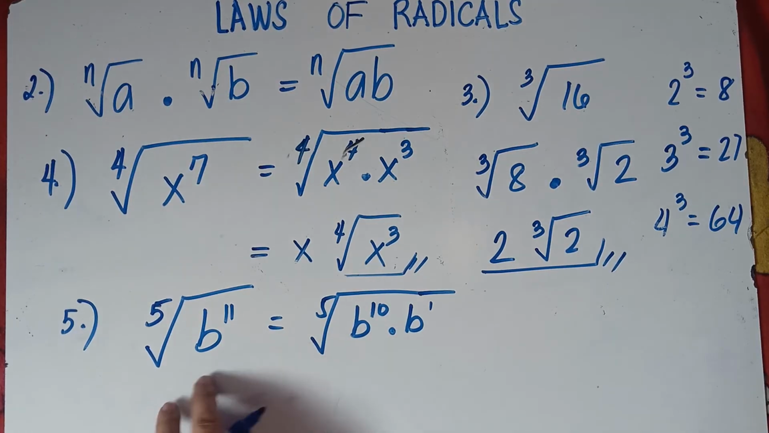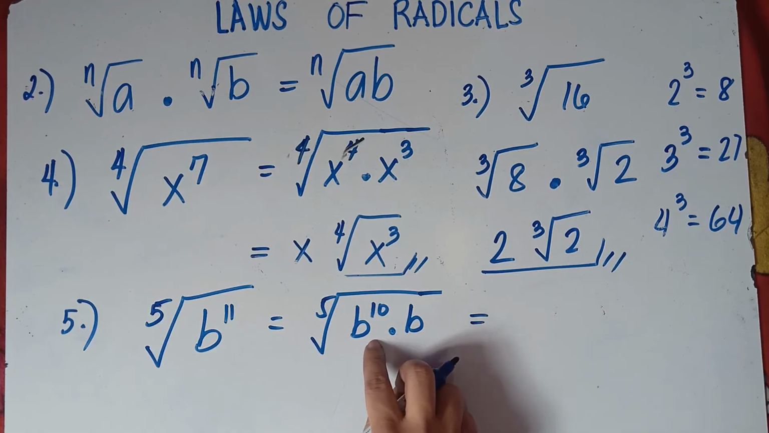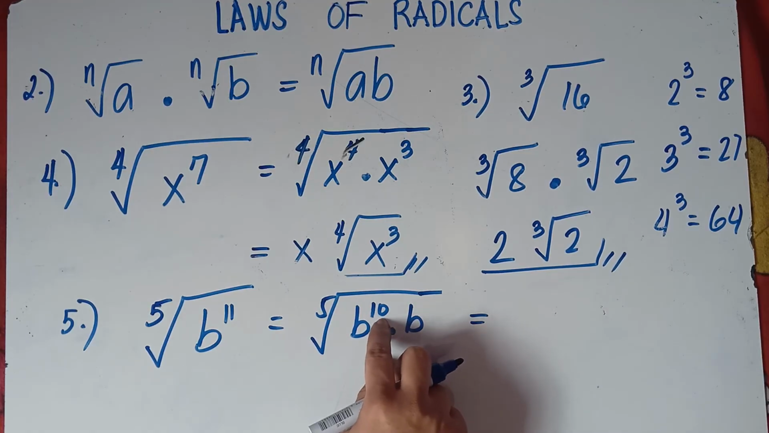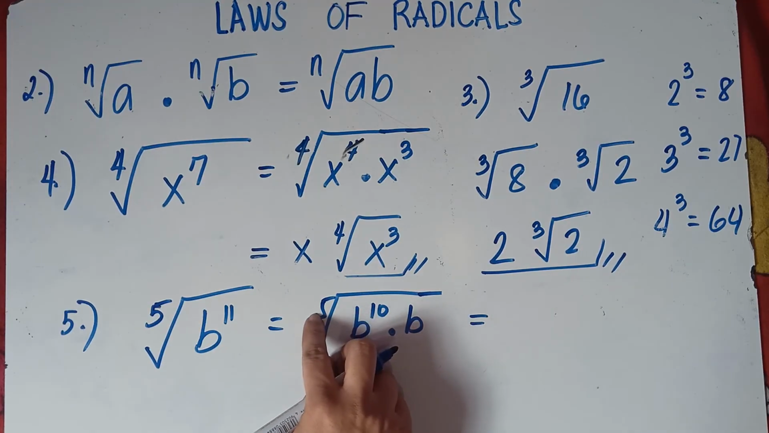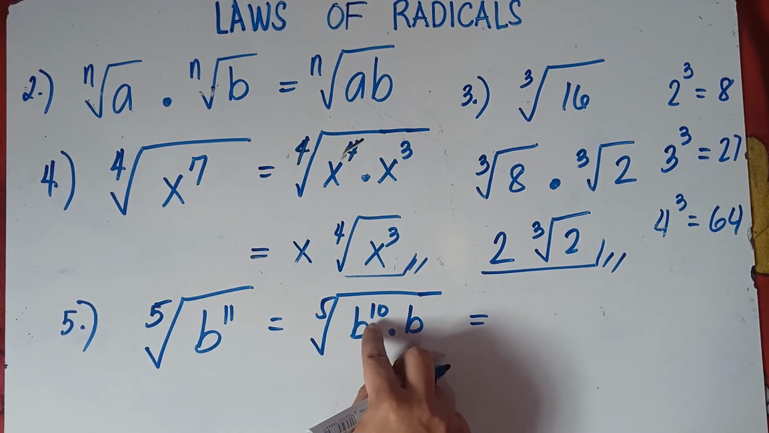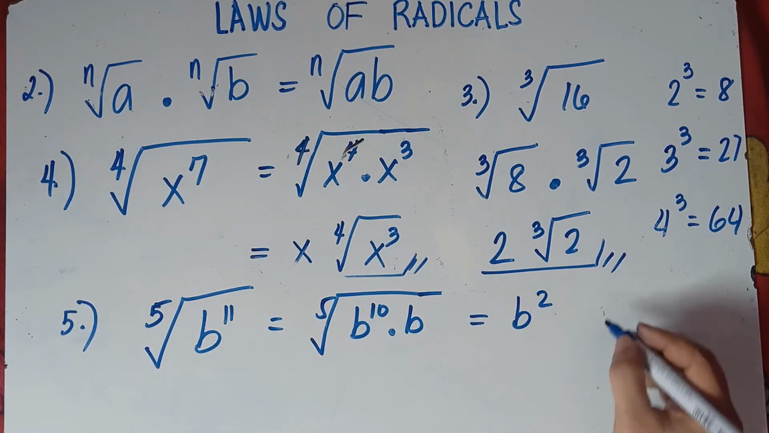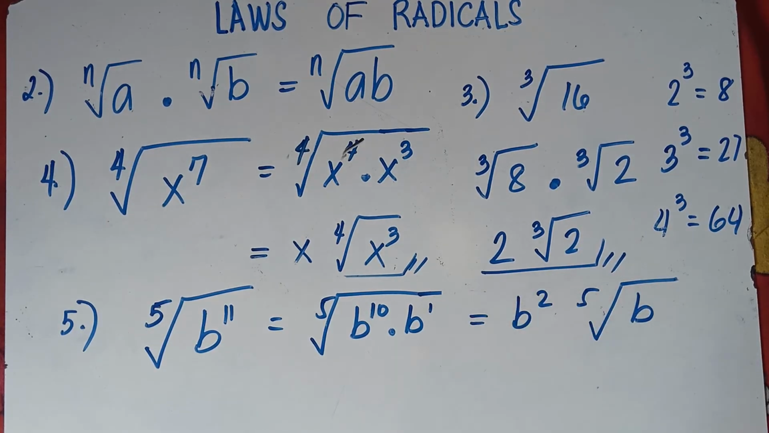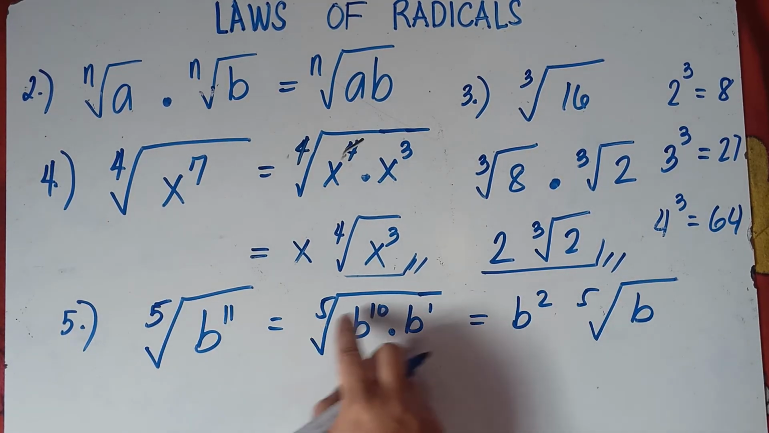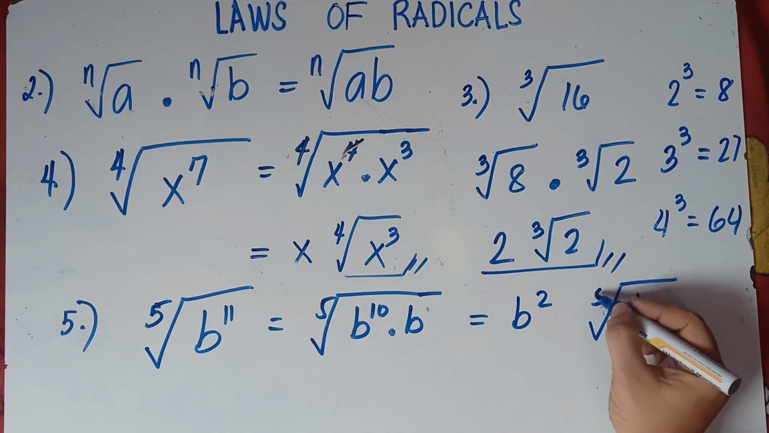So this is just the same, class. Alright, so we factor this out as b raised to the power of 10 and b. Because 10, we can divide 10 by 5. So 10 divided by 5, that would be b squared, the fifth root of b. Understood that there's 1 here. We cannot divide 1 by 5. So therefore, we already have b squared, fifth root of b. So this will be our answer, class.